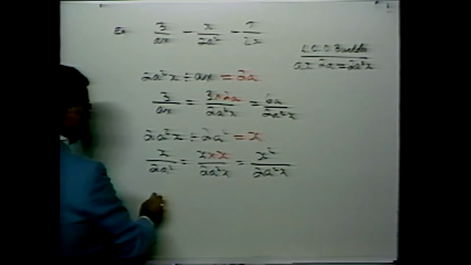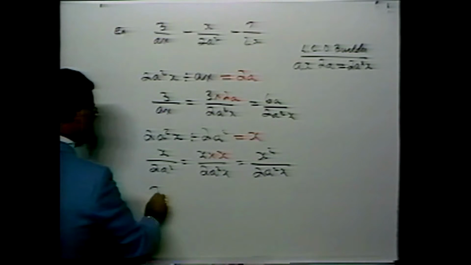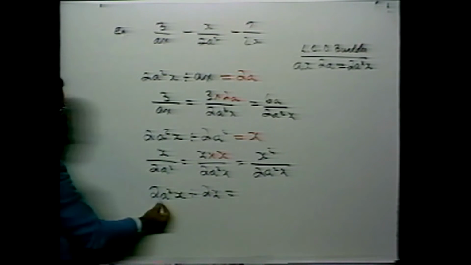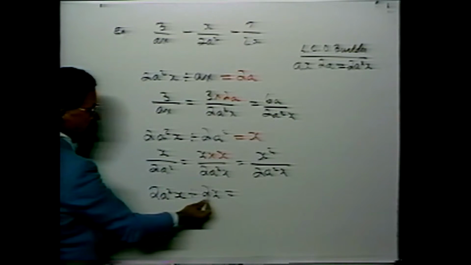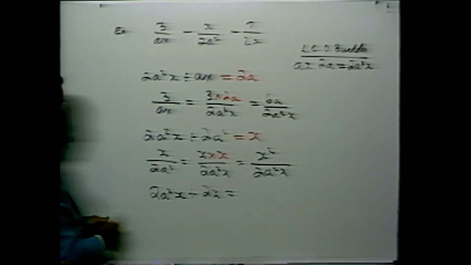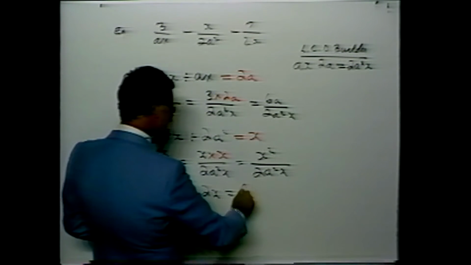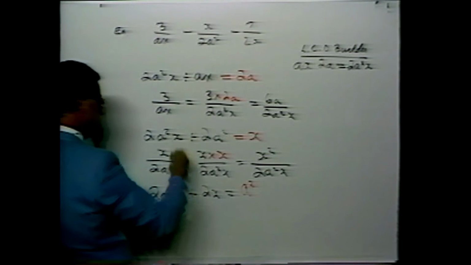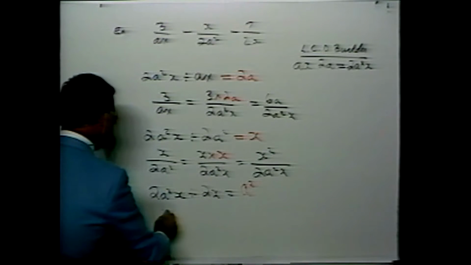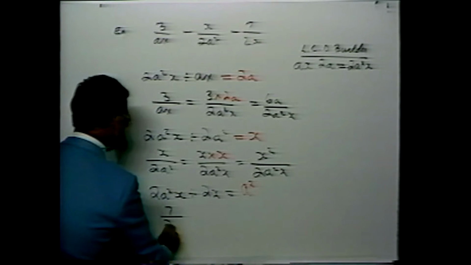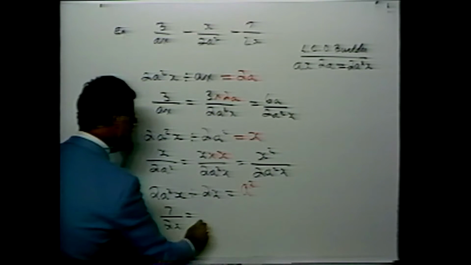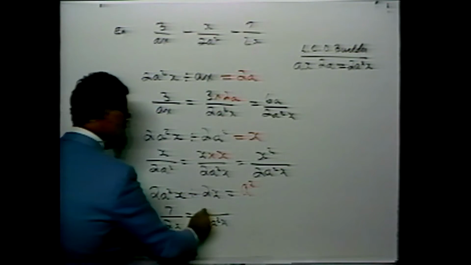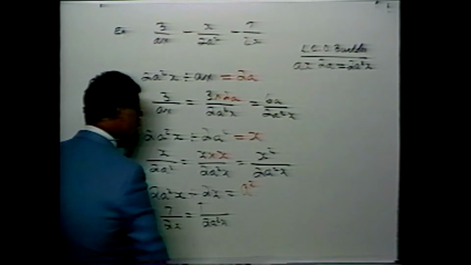And finally, in the last fraction, we begin with 2a squared x and divide by 2x. The lowest common denominator divided by the original denominator results in a quotient, a squared, or a factor if you like, which is then used as a multiplier to increase the numerator of the original fraction in order to get an equivalent fraction. So this is changed to the new denominator, and 7 is multiplied by a squared.